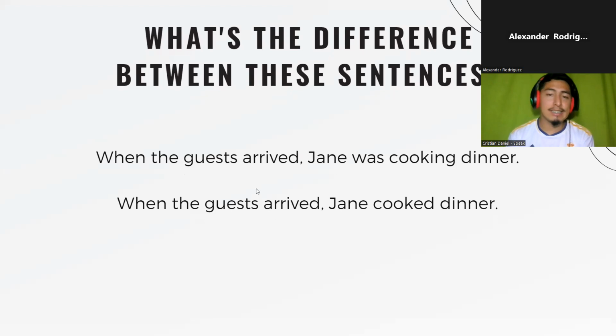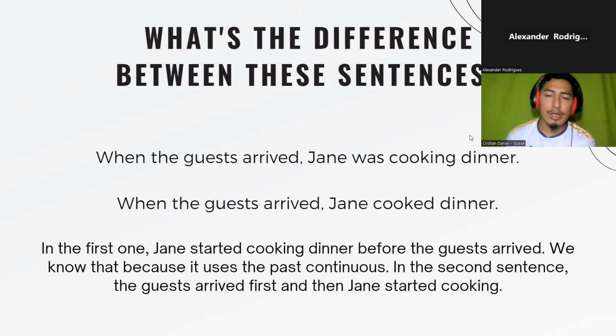Well, in the first sentence, as you can see, we have both past tenses, right? We have past continuous and also a simple past. Then in the second sentence, we just have the simple past in both parts of the sentence. Right now, I would like to show you what's the difference between these sentences. As you can see, in the first one, Jane started cooking dinner before the guests arrived.